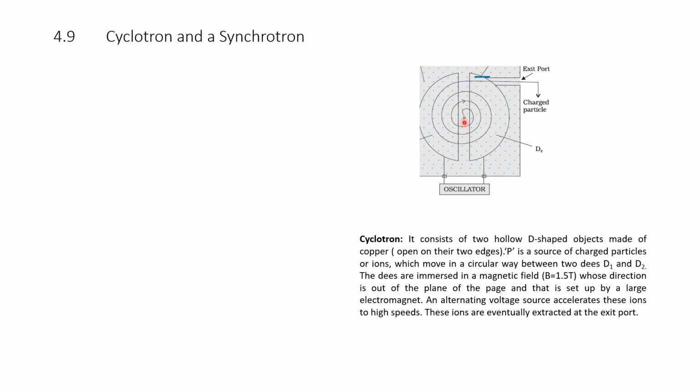So they start from point P and move in a circular motion under the influence of a magnetic field and an electric field. The magnetic field is due to a large magnet, and the electric field is due to the oscillator. So these charged ions move under a magnetic field and an electric field, gain energy and change their direction, and ultimately they come out at the exit port. This is the construction of a cyclotron.